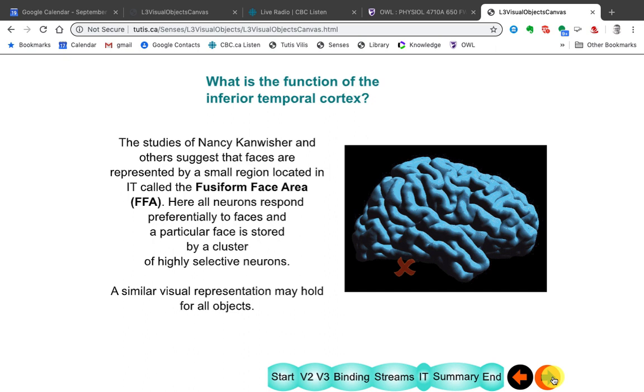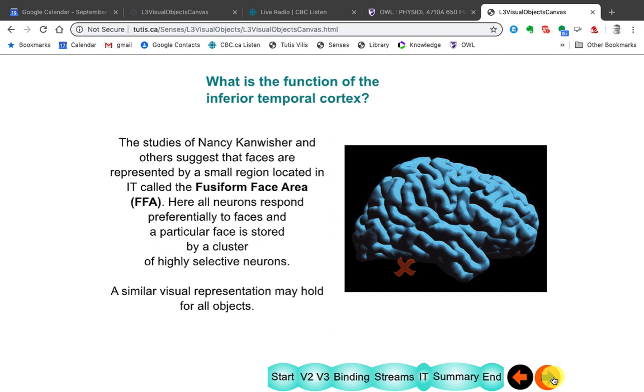Now, one of the areas that was discovered about 10 years ago by Nancy Kanwisher is an area called the fusiform face area, FFA. We'll be talking about this area several times. This area prefers faces, and it lights up even stronger for a face that you're familiar with. So memory has a big effect on this face.